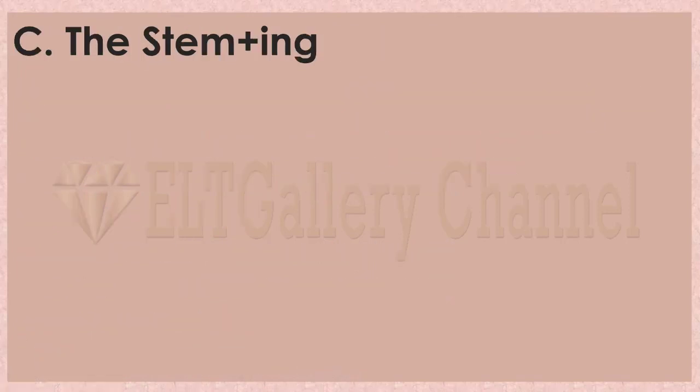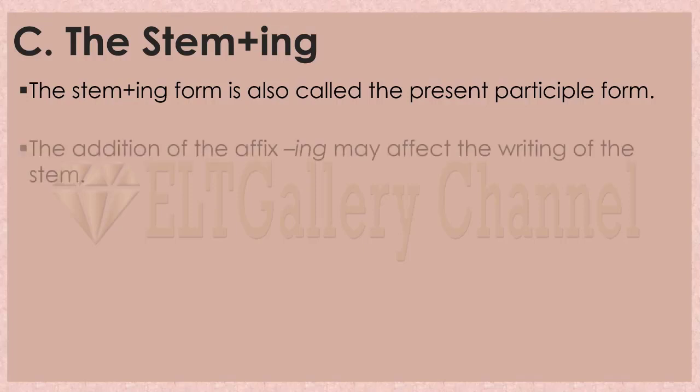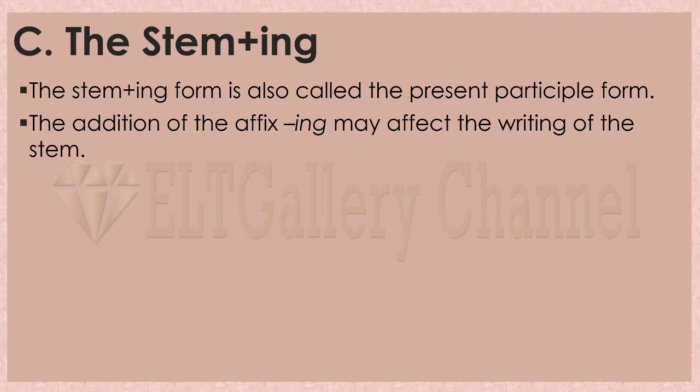Now, let's talk about the stem plus ing form, how the stem is written after it gets ing. The stem plus ing form is also called the present participle form. So we have the participle form here. It's often called the past participle, present participle. In the previous lesson we had the past participle, which is the en form. Here we have the present participle term for the stem plus ing form. The addition of the affix ing may affect the writing of the stem. So the stem form can change because of the addition of the ing form.